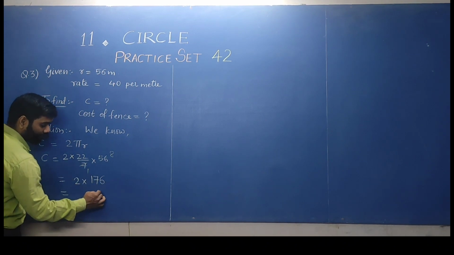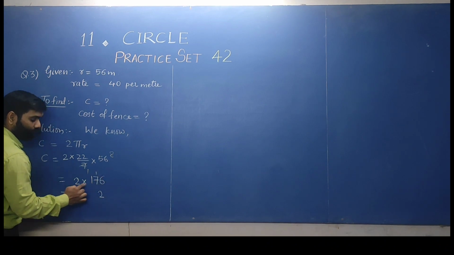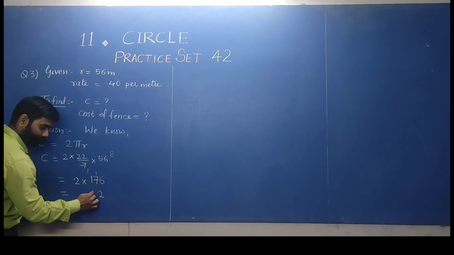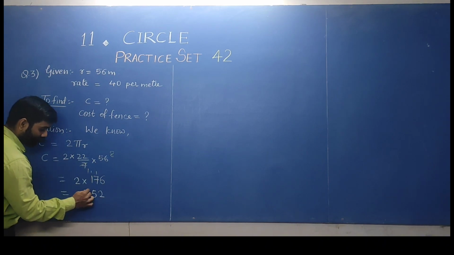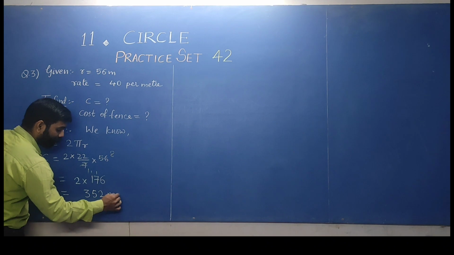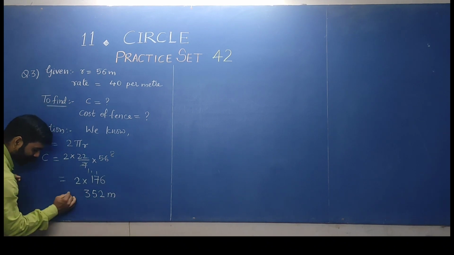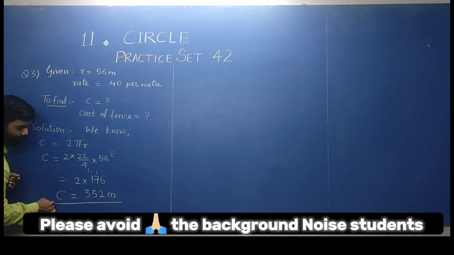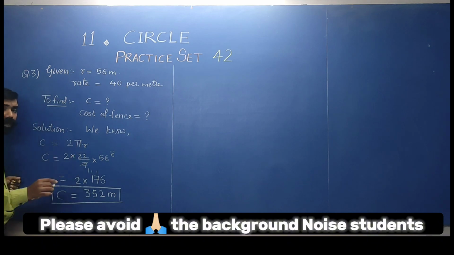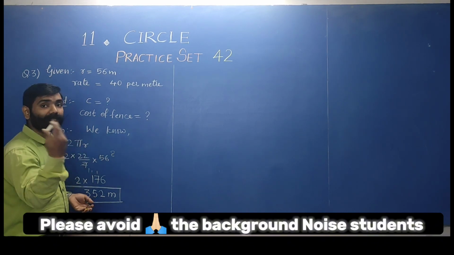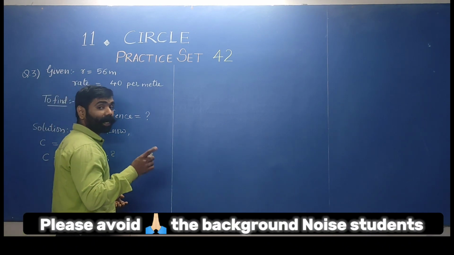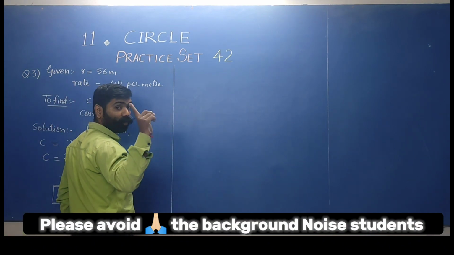2 multiplied by 176. 2 multiplied by 6 is 12. Carry 1. 2 7s are 14 plus 1, 15. Carry 1. 2 1s are 2 plus 1, 3. So 352 meter is the circumference. Okay students. So for 1 round, 352 meter wire is going to be used to fence the garden.